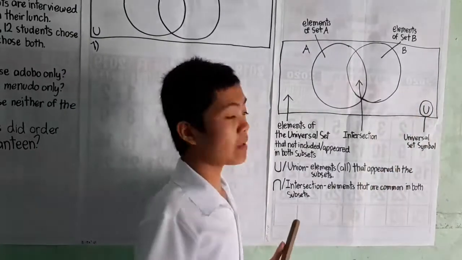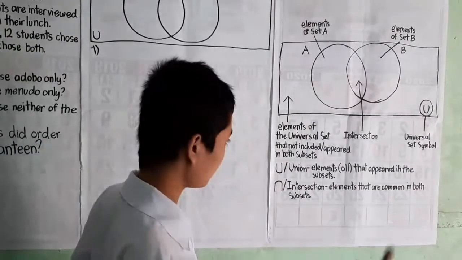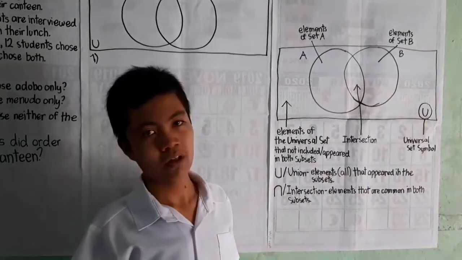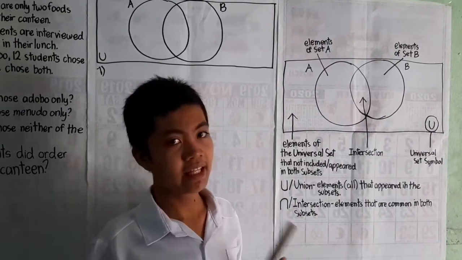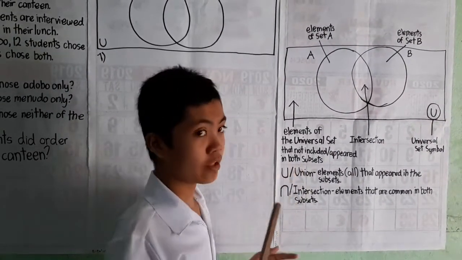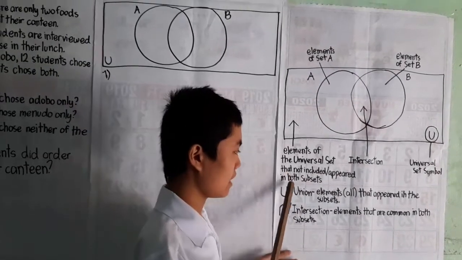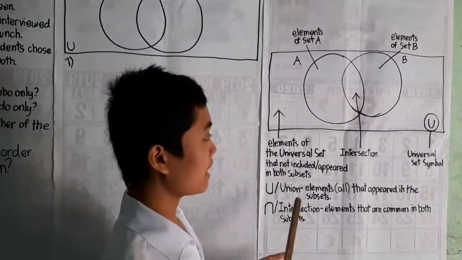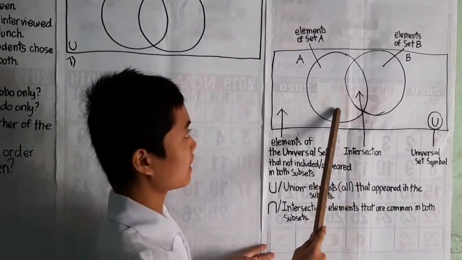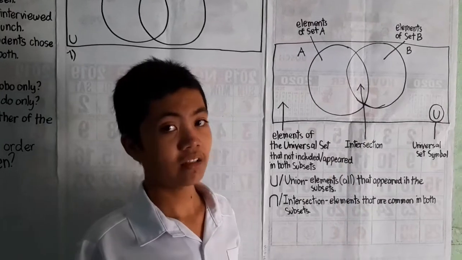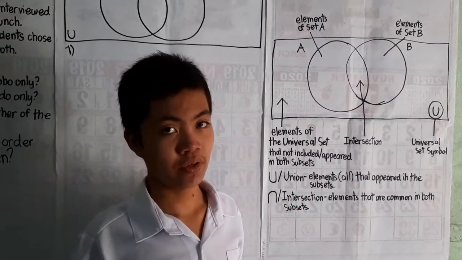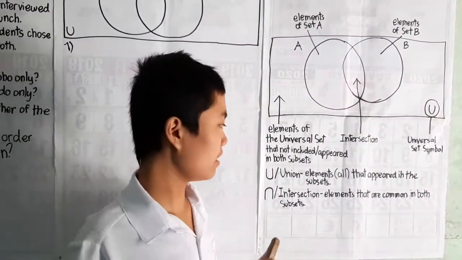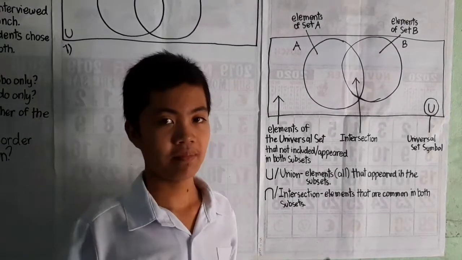This letter U represents the universal set symbol. You may confuse the letter U in union and the letter U in universal set symbol. Commonly, we identify the union if the letter U has a thinner font. Let's explain this. This letter U, or union, represents all elements that appeared in the subsets. That means all elements in set A and in set B, if we combine them, then we can make a union. Next is intersection. As I explained earlier, these are the elements that are common in both subsets.